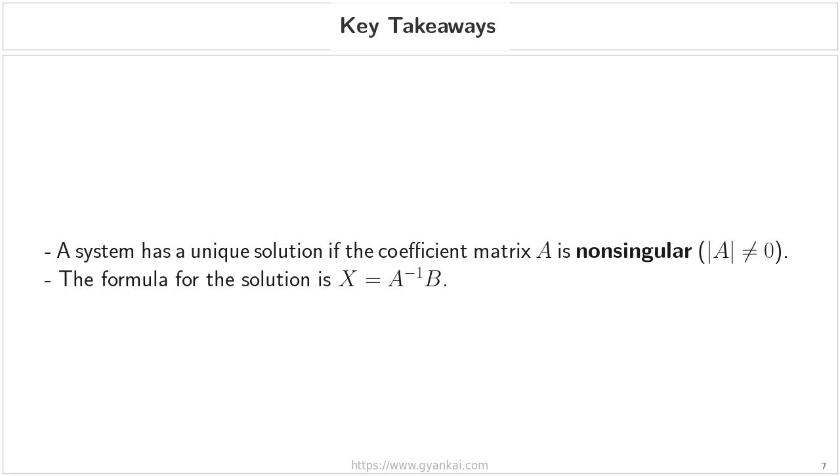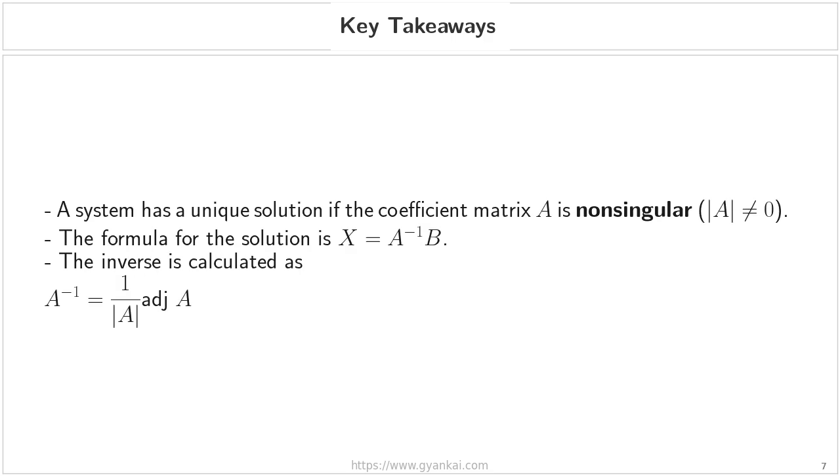Second, the core formula you need to memorize for finding your variables is x equals A inverse multiplied by B. This is the goal we are always working toward. Third, recall how we actually find that inverse. The formula for A inverse is 1 over the determinant of A, multiplied by the adjoint of A. This is where most of your computational work will happen.